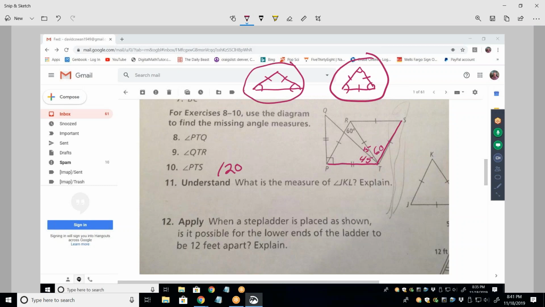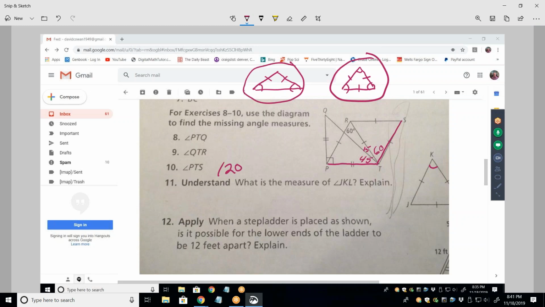Okay. Question 11. So the little bottom part that's cut out, it's just angle L. And it says, what is the measurement of angle JKL? Wouldn't it be 180? JKL is this angle right there. What kind of triangle is that? Isn't that an isosceles? No. Equilateral? How many equal sides does it have? 3. So it's equilateral.